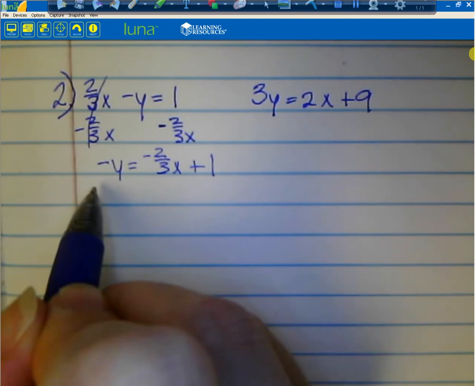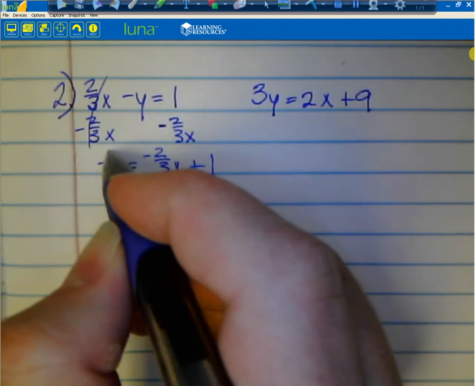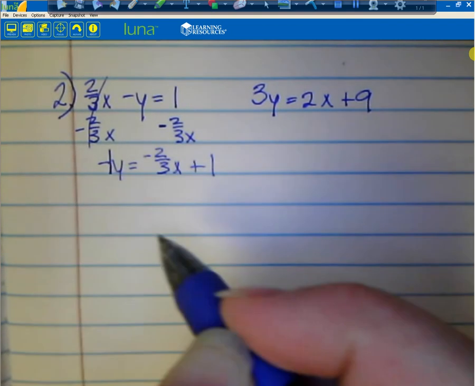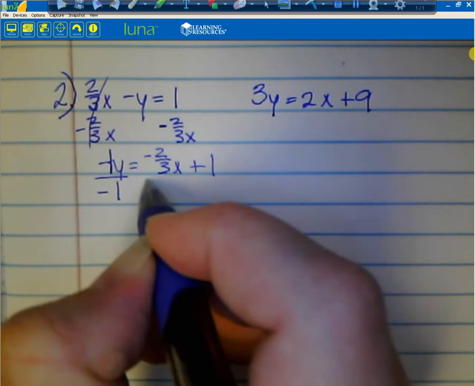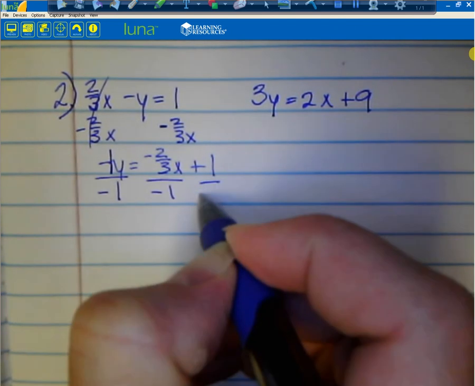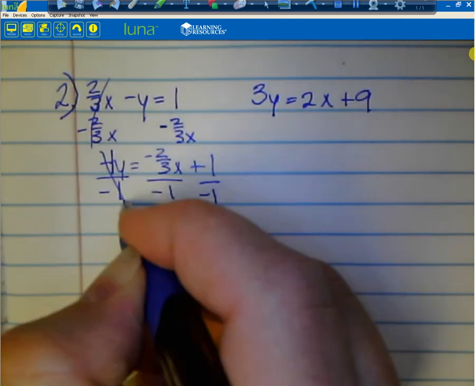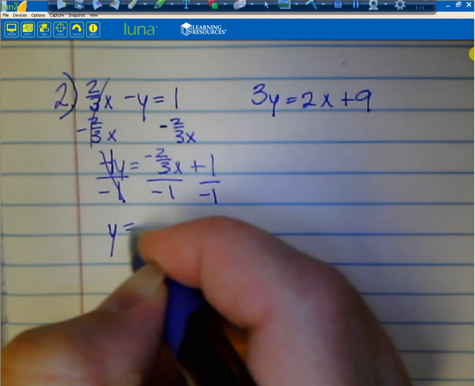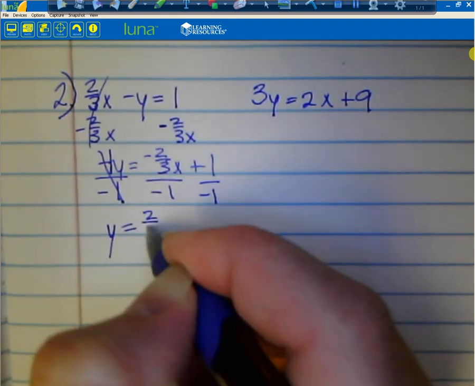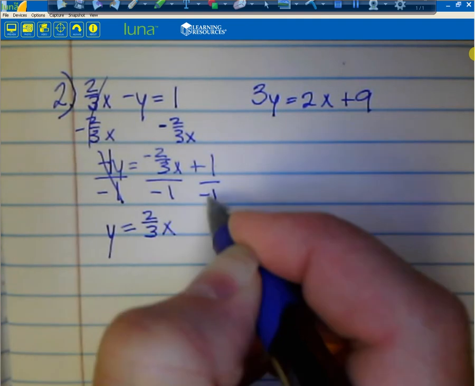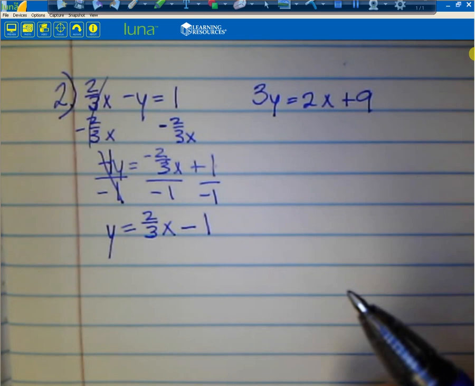So now I'm almost done here. All I have to do is get rid of this negative sign in front of the y. I know when there's nothing in front of a letter or variable that there's an understood 1 there. I'm going to have to divide everything in the problem by a negative 1 in order to get my y positive. It can't be negative. So our negative 1's cancel here, leaving me with y equals, it's going to change the sign here, negative 2/3 divided by negative 1 is positive 2/3 x, and 1 divided by negative 1 is negative 1. So I'm going to write that as minus 1.